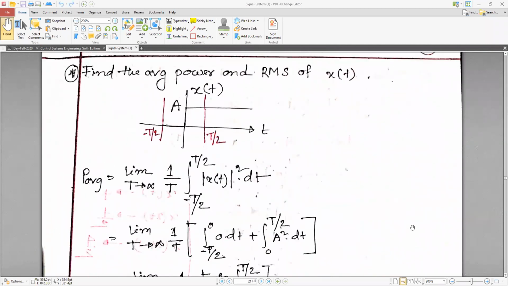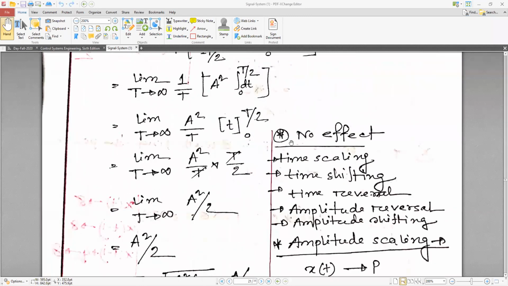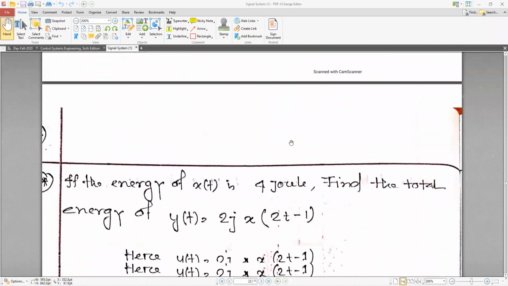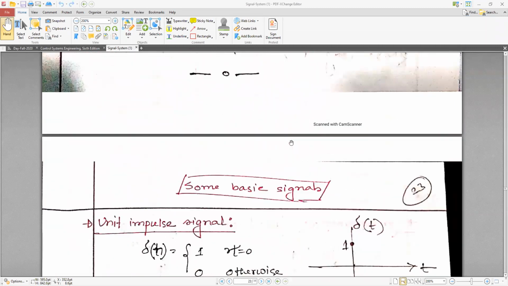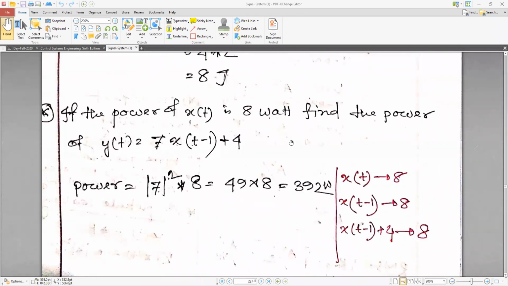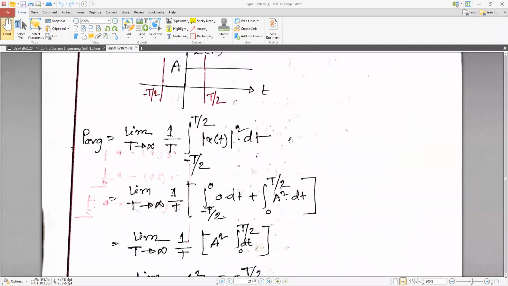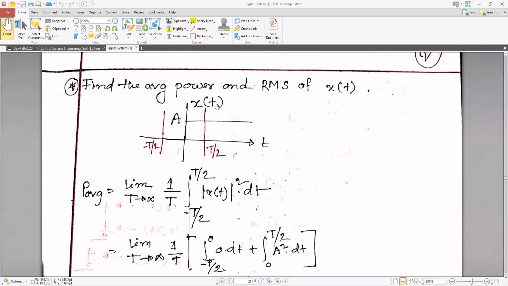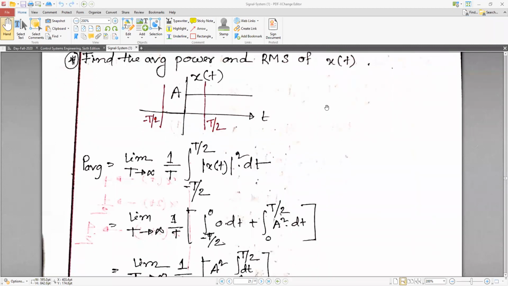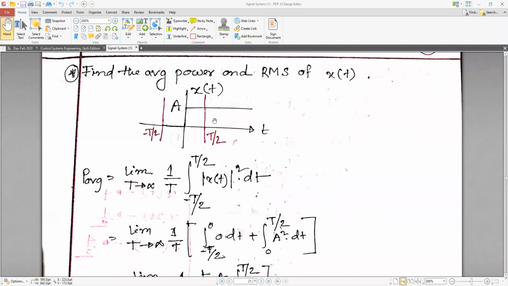Now find the average power and RMS of x(t). Another example is there. Okay, we'll see up to this today. So find another example: the average power and RMS of x(t). So see this kind of equation.